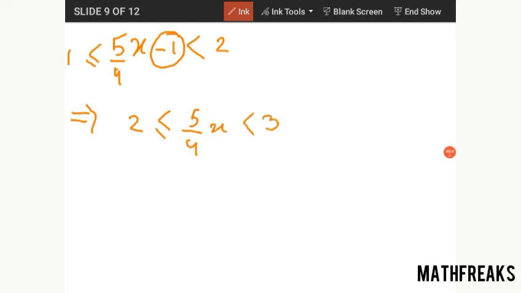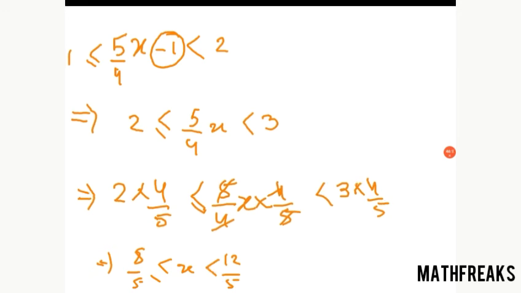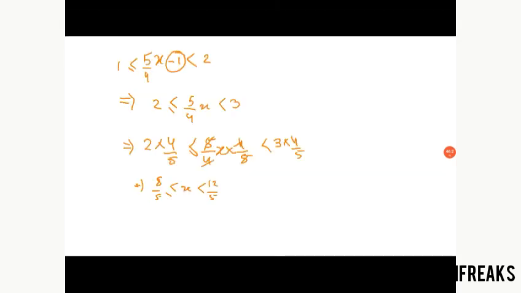Correct. Now we are asked to find the range of x, so we have to eliminate 5 by 4. So in order to eliminate 5 by 4, we have to multiply it by 4 by 5. So we can write it as 2 multiplied by 4 by 5. Correct. So this gets eliminated and we are finally here with our range. Correct. I hope you understood. So this is how we solve such type of inequalities.